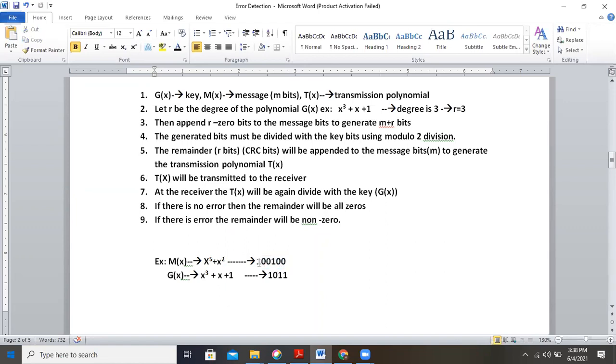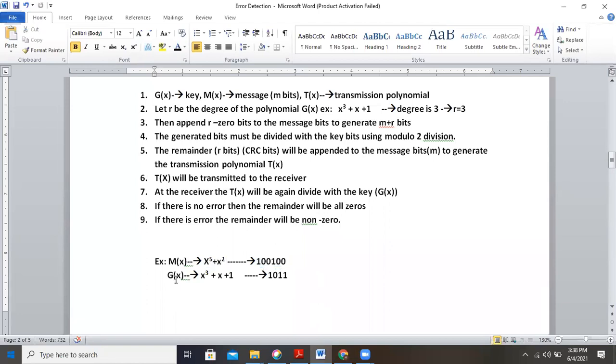So it will be what? 1, the power 4 bit will be 0, power 3 bit will be 0, and power 2 bit is 1, power 1 the bit is 0, power 0 the bit is 0. So in this way the message bits are generated.